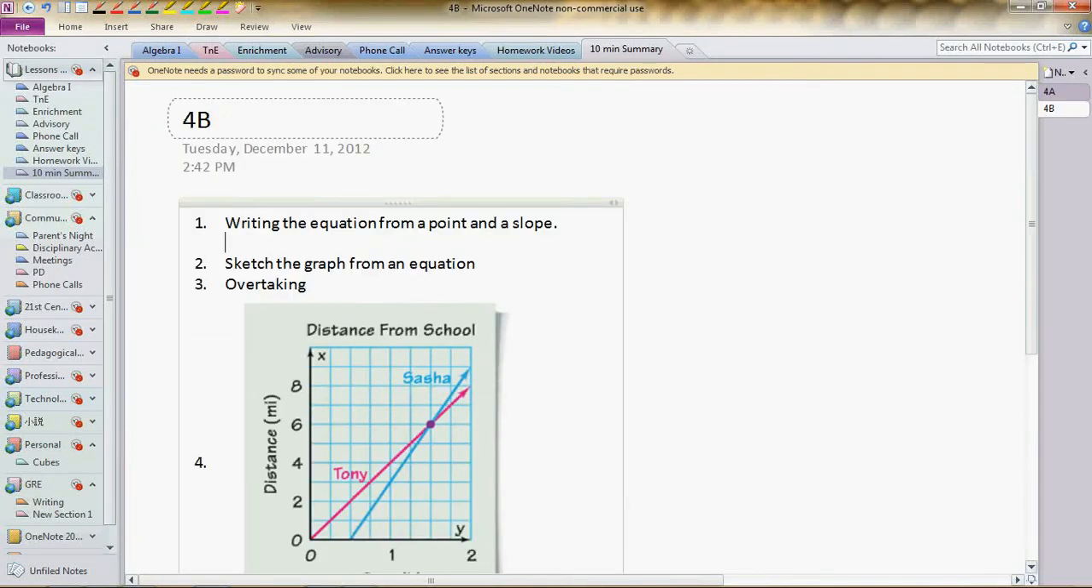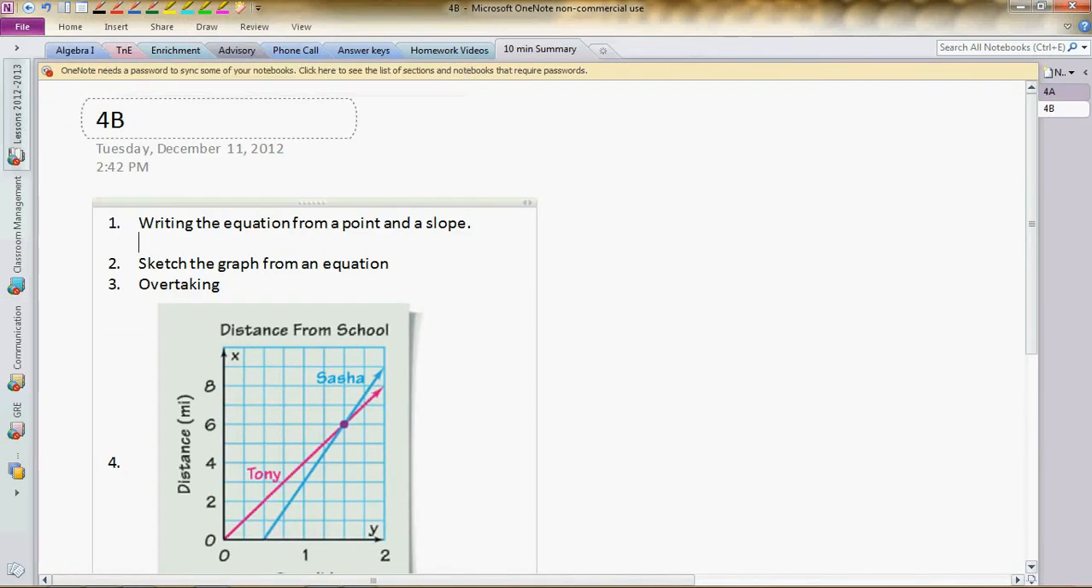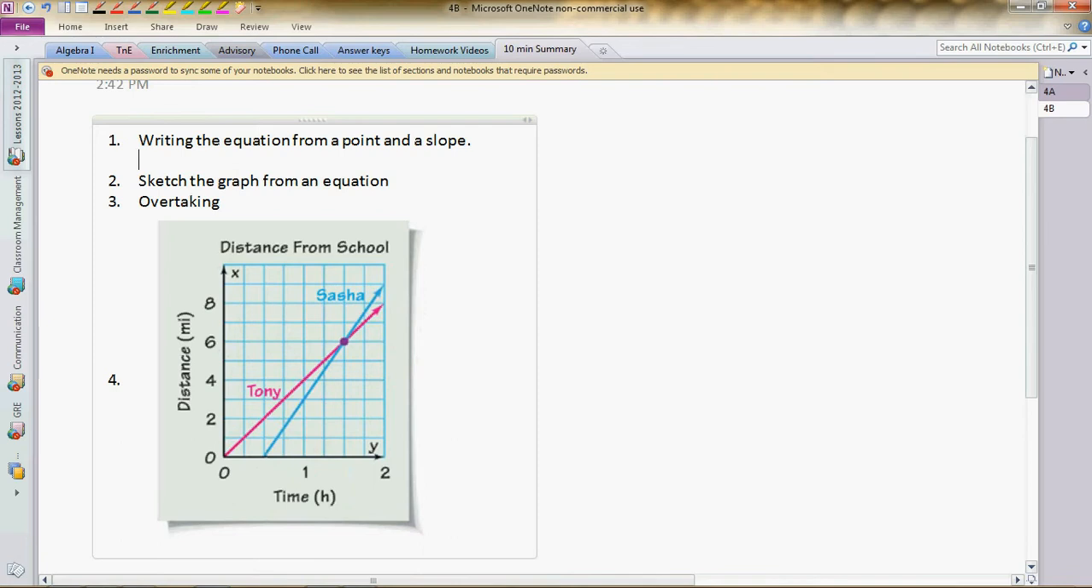Okay, this video is to summarize investigation 4B. So 4B, we went through three important ideas here. Number one is writing the equation from a point and a slope. Second important item is to sketch a graph from an equation, and last one is overtaken.